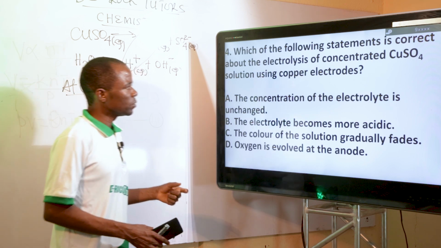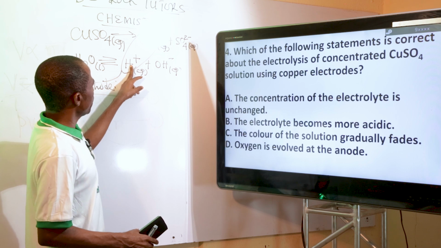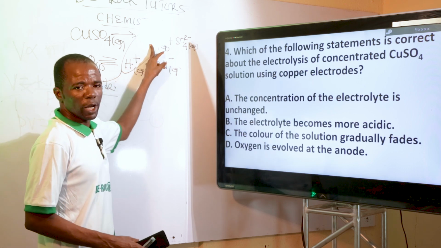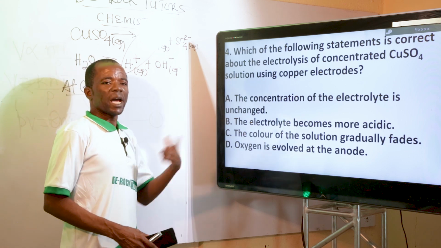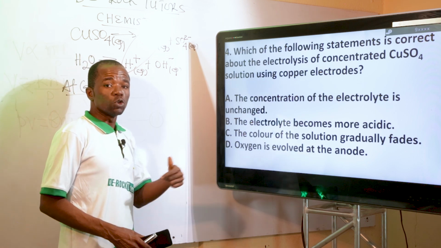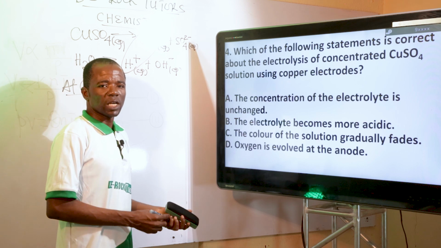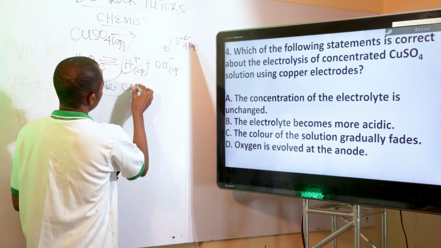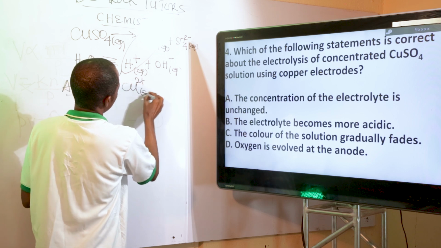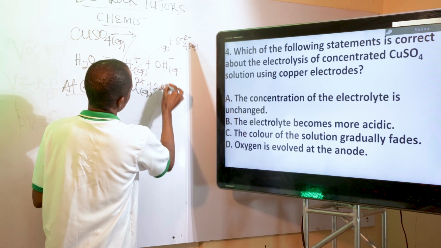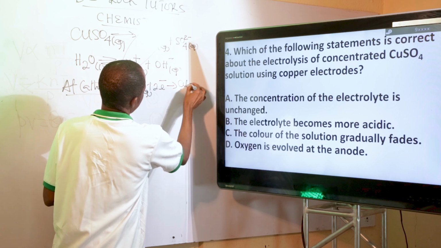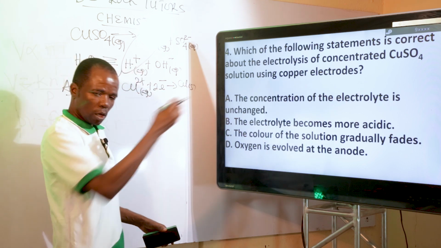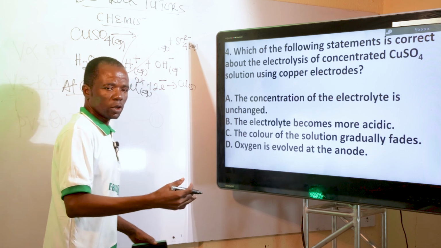And what happens here is the hydrogen ion and the copper 2 ion, both of them migrate to the cathode. But because copper 2 ion is lower than hydrogen ion in the electrochemical series, it will be the one that is discharged. The copper 2 ion will accept 2 electrons to become deposited as metallic copper. Which means copper is lost from the solution.